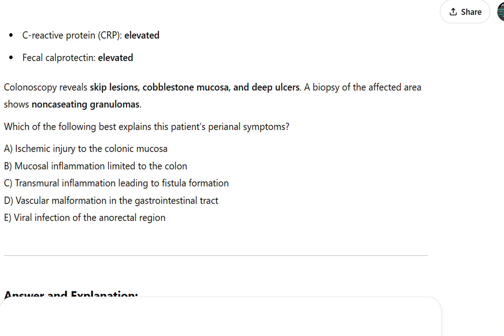Which of the following best explains this patient's perianal symptoms? A. Ischemic injury to the colonic mucosa. B. Mucosal inflammation limited to the colon. C. Transmural inflammation leading to fistula formation. D. Vascular malformation in the gastrointestinal tract. E. Viral infection of the anorectal region.